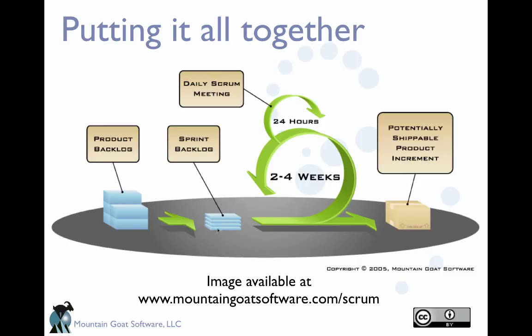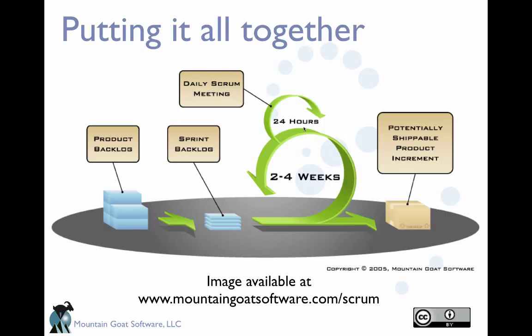You split that up into tasks. That's your sprint backlog. And then over the course of 1 to 4 weeks, you build a new potentially shippable product increment, something you can show off, something you can demo. And within those 1 to 4 weeks, every day you have a daily Scrum meeting. One meeting where everybody in the team sits together and talks about what they're going to do. That's the process in a nutshell.